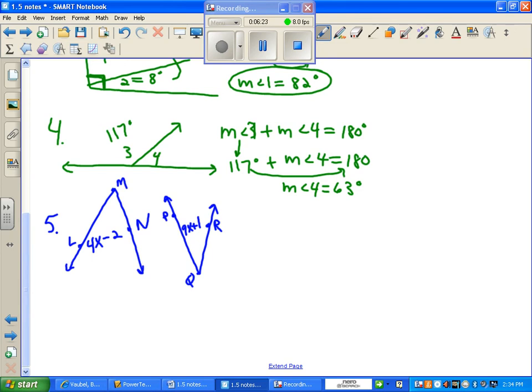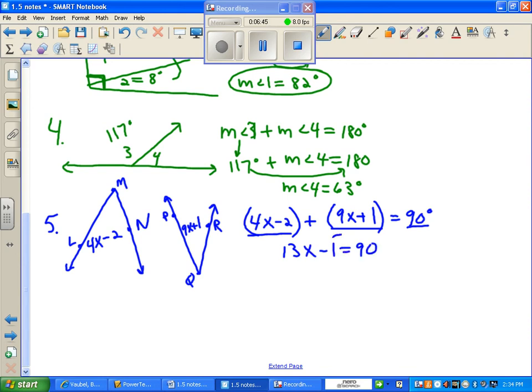So that would mean that this 4x minus 2, that angle, plus the angle 9x plus 1 is going to be 90 degrees, because the two angles add up to 90 if they are complementary. Combine your like terms. You have 13x minus 1 equaling 90. Add the 1. Divide by 13. And x is going to equal 7.